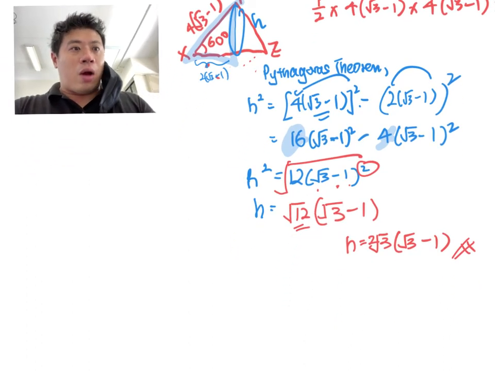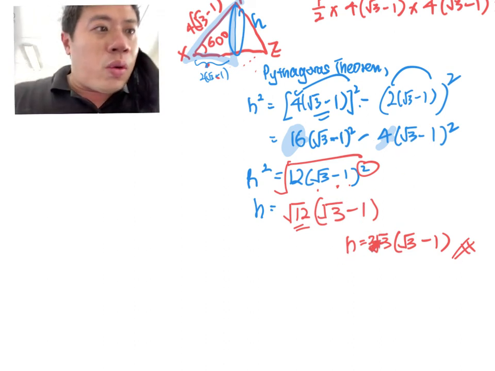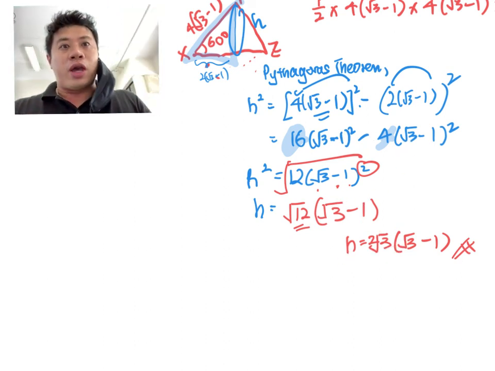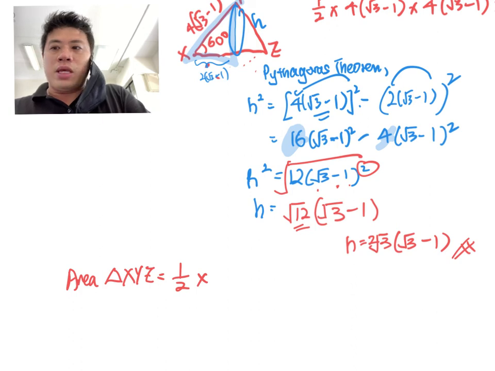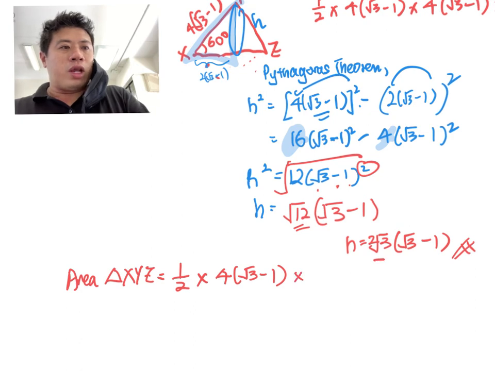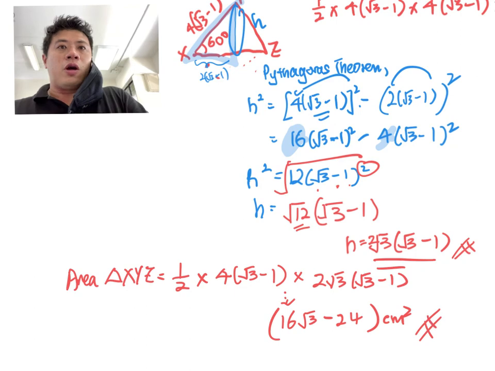So once you get your height, you can see the trick here is I don't expand, I merely factorize out the square root 3 minus 1 square. Once you get the h here, you can go ahead to find your area, half times base times height. So the area of the triangle XYZ, you do half times base, which is 4 square root 3 minus 1, multiplied by height, which is the one that you found, 2 square root 3 minus 1. Now you go ahead and do this. I think your answer, you will get 16 square root 3 minus 24 cm square. Okay, yeah, thank you.